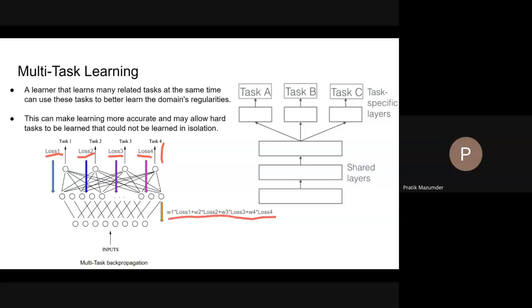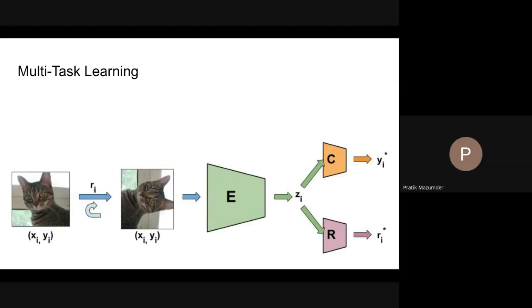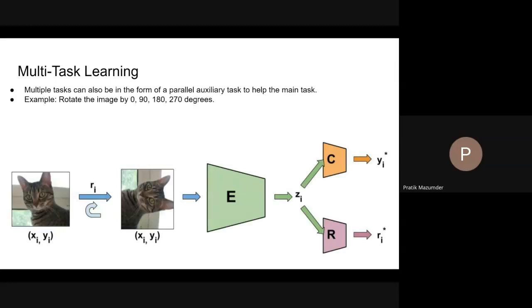So you can also determine through some validation what hyperparameter weights you should give each of these losses for training the shared layers. So you have your shared layers and you have task specific layers, and their backprops will depend on different types of losses. Okay, and this is a very basic example.